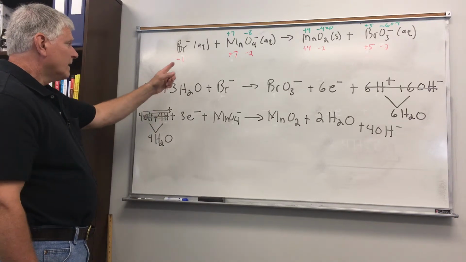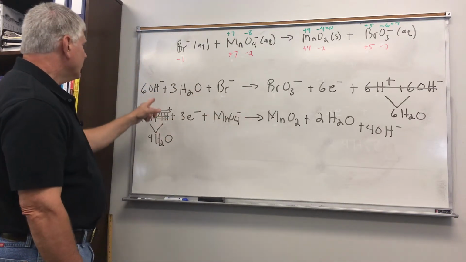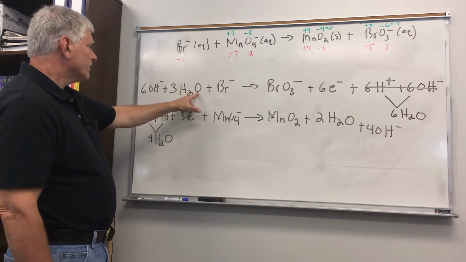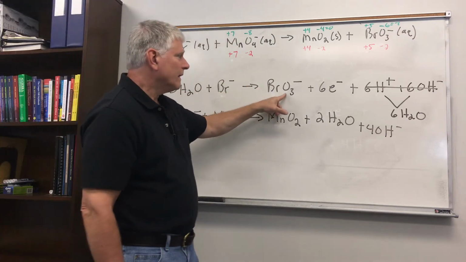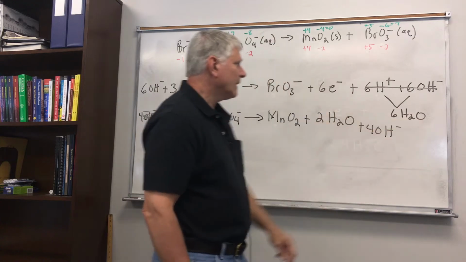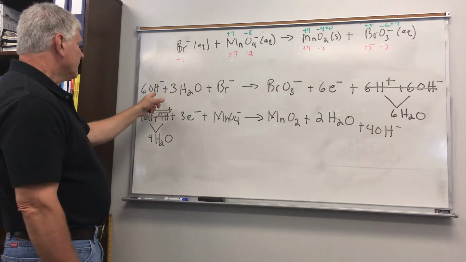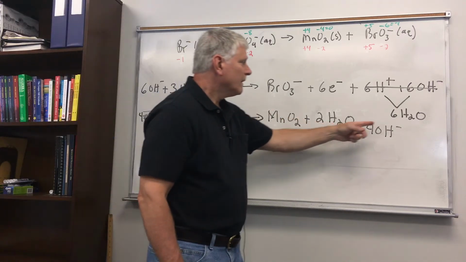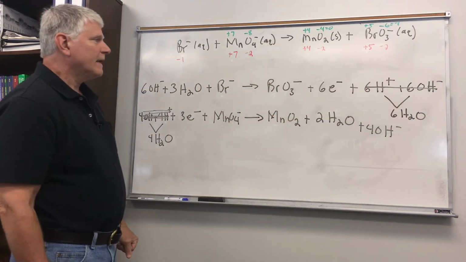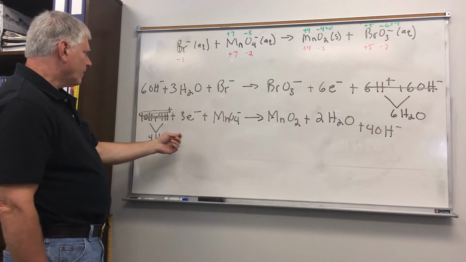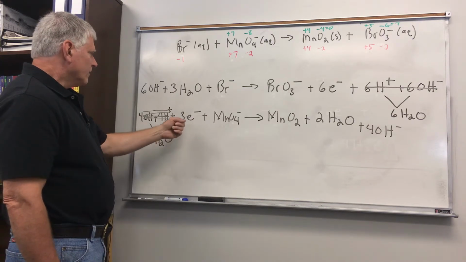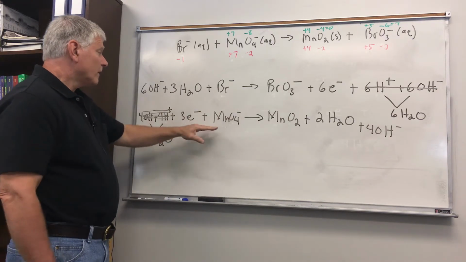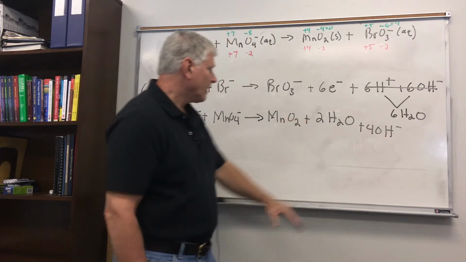I have 1 bromine. I have 6 plus 3, 9 oxygens. So that's 3 plus 6, 9 oxygens. And I have 6 plus 6, 12 hydrogens. So that's 12 hydrogens. So everything balances for the top reaction. For the bottom, I've got a total of -4 on the left, total of -4 on the right.